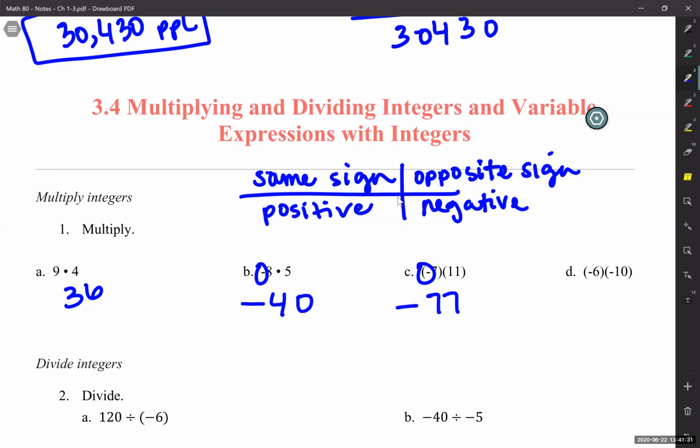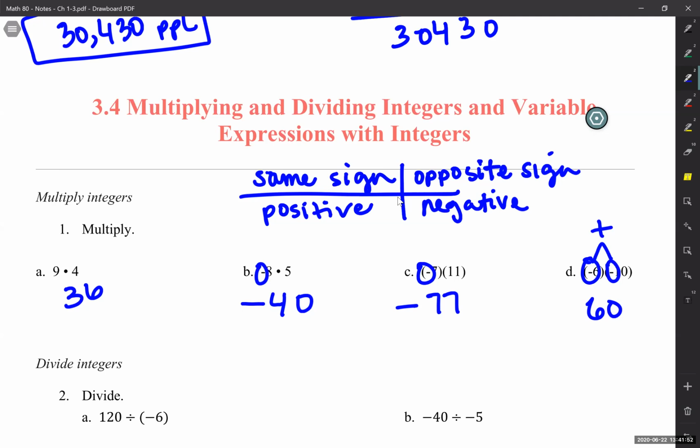For D, we have negative 6 times negative 10. Since we have 2 negatives, that's going to give us a positive answer. I wrote all over that problem, but hopefully you can see your notes. We have 6 times 10, which gives us 60 as the answer, a positive 60.